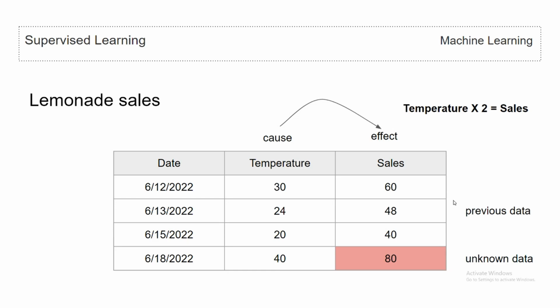So like I mentioned in the first slide, we are trying to find unknown data based on previous data that's already given. So for example, pretend that this number 80 is not here, and we don't know what the sales is going to be on June 18th of 2022. But what we do know is previous temperatures and previous sales for those temperatures.